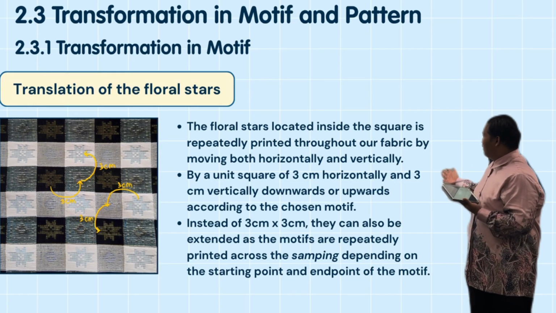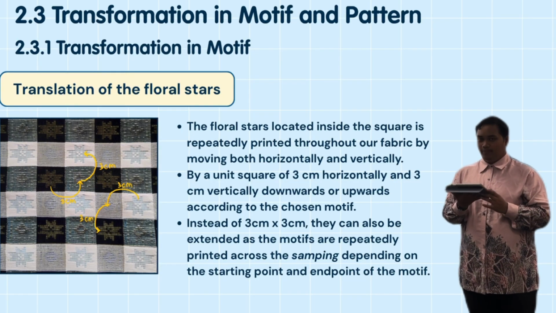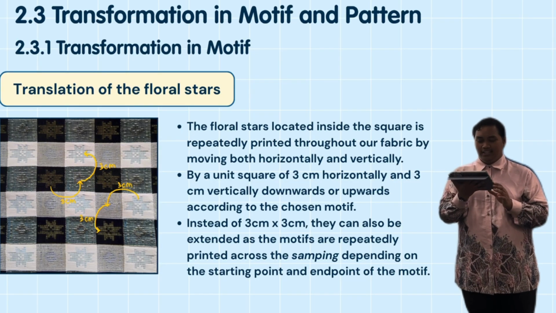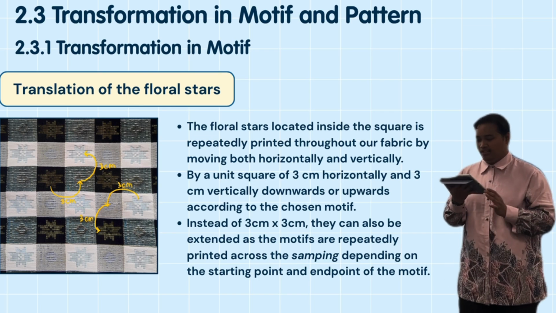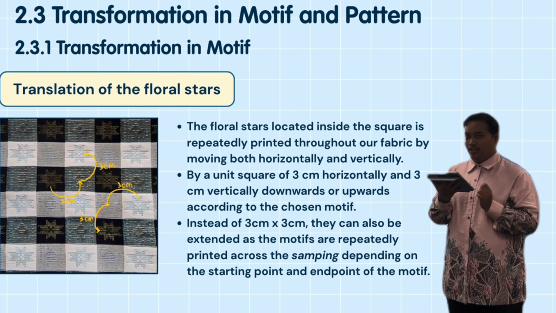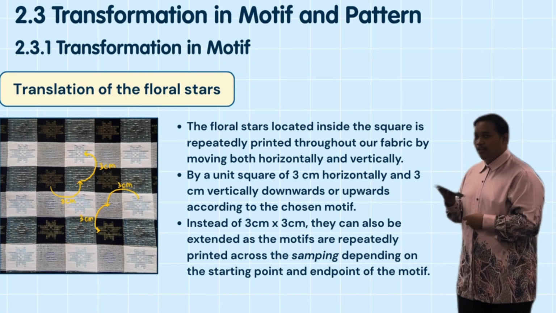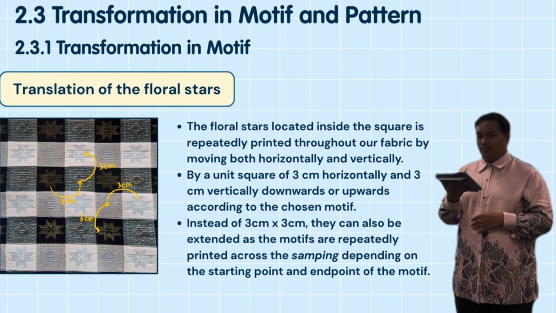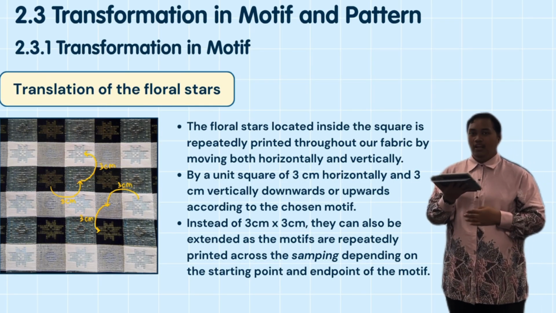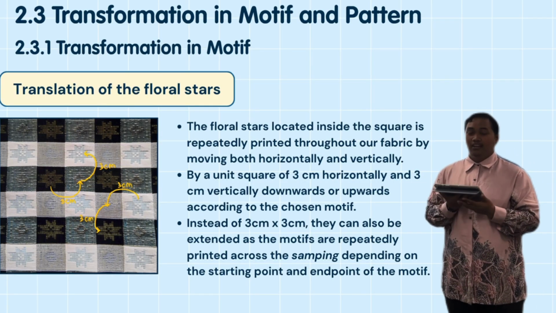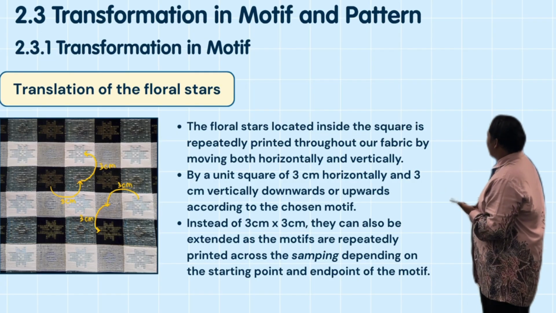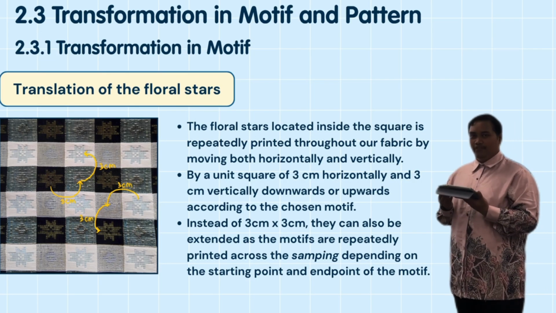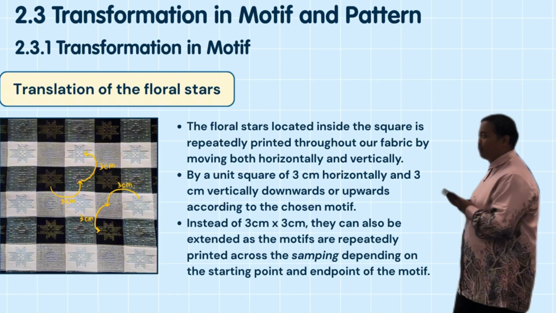So in our product that we have chosen, transformation in motif means that the original object or the sole geometry shape becomes the starting point of the transformation. Meanwhile, transformation in pattern refers to the arrangement of the repeating geometry pattern or repeating motif that is printed across the sampling. So the first transformation in motif that we have chosen is translation of the floral stars.